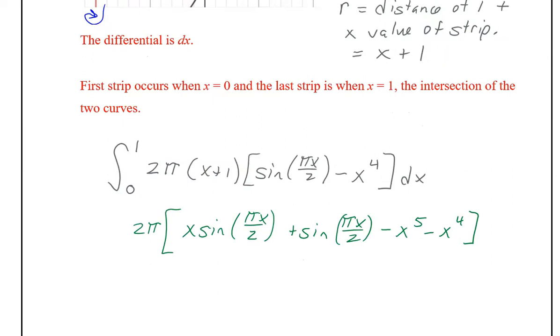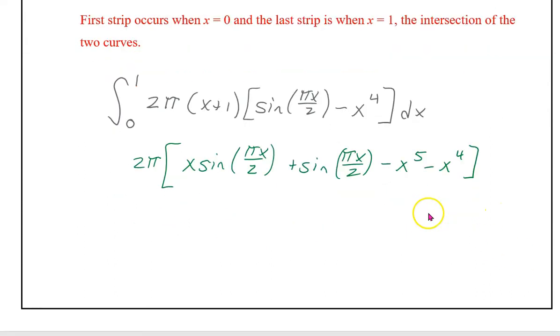First, note that you can factor out the 2 pi as a common factor. Then you can use the method of FOIL to multiply out the two binomial-like expressions. This gives us x times the sine of pi x over 2, with an x times negative x to the 4th giving us negative x to the 5th, 1 times sine of pi x over 2 giving us this term, and 1 times negative x to the 4th, giving us the last.